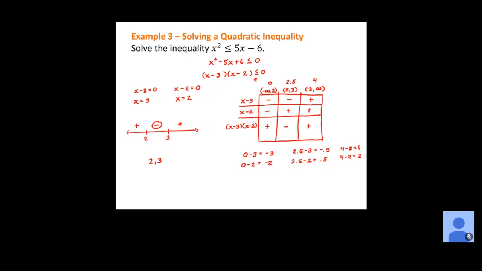Now we have to determine if these are going to be brackets or parentheses. Well, since this one is less than or equal to 0, using 2 or 3 would actually give us 0 in this case. So we're going to include those values because of the equal to on our inequality symbol. And so that would be our solution now. All values between 2 and 3, including 2 and 3, would be solutions to that original inequality.